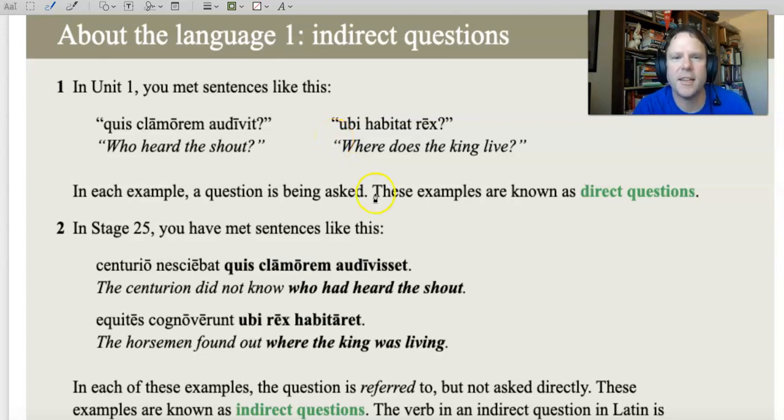Hello, students. Today we're going to talk about the indirect questions. This is the About the Language from stage 25, and I wanted to show you what we have in number one.